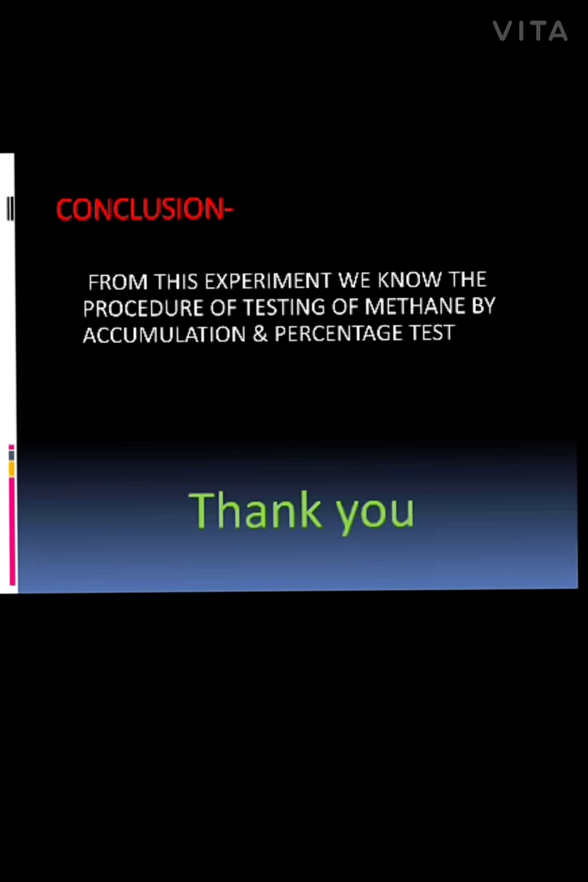Conclusion. From this experiment, we know the procedure of testing of methane by accumulation and percentage test.